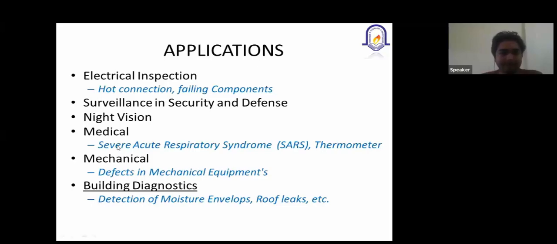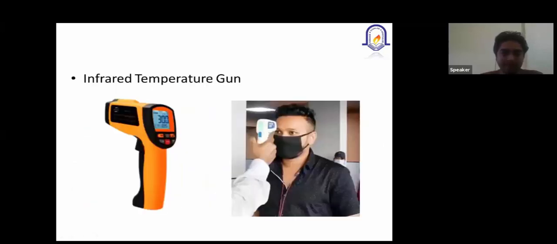Okay, its application is also in the medical field to diagnose patients, mostly used to check severe acute respiratory syndrome. This is something severe acute respiratory syndrome, which is mostly in medical terms, so I don't know much about it. And it is also used in the thermometer. Remember, have you seen this thermometer?